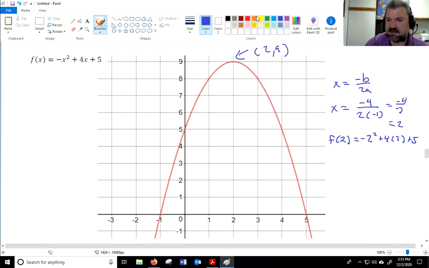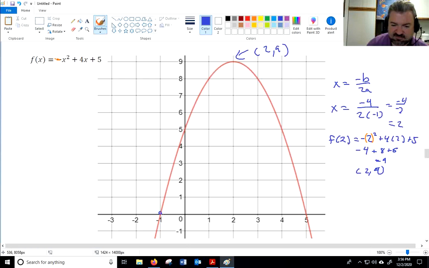Negative 2 squared plus 4 times 2 plus 5. So when you plug in that 2, you didn't have to put it in parentheses, but I want you to understand that the exponent goes there. This negative on the outside means that these numbers will be negative. So this is a negative 4, then plus 8, and then plus 5. So that's 9. So 2, 9 is what we get, and that's what we said we would get.